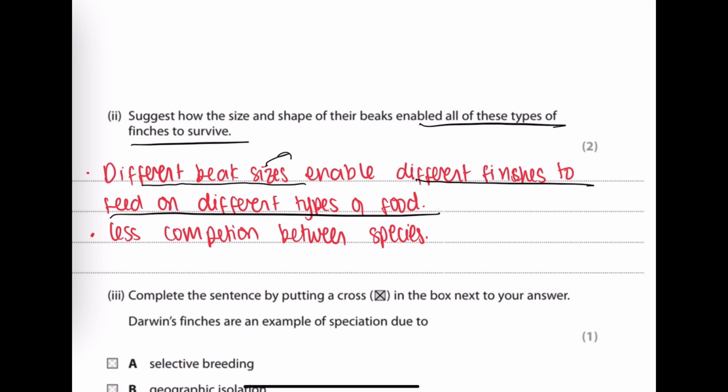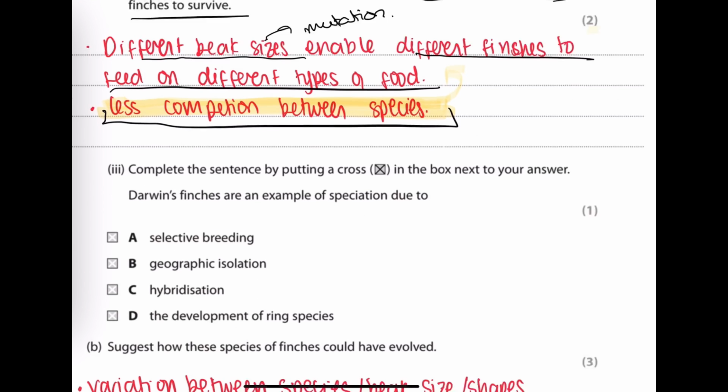So this happened due to a mutation, and because they have different ones, those with a smaller beak can get nuts, however ones with bigger ones can have fish. This means that they started to have different food categories, which means that there's less competition between species. So this is always the main point that we would like to go back to. Always try to go back and see how something creates less competition between species, and this is how you relate it back. That's how you get the 2 marks.